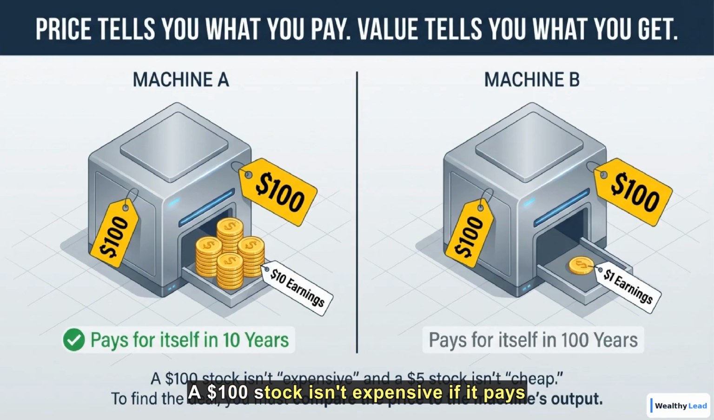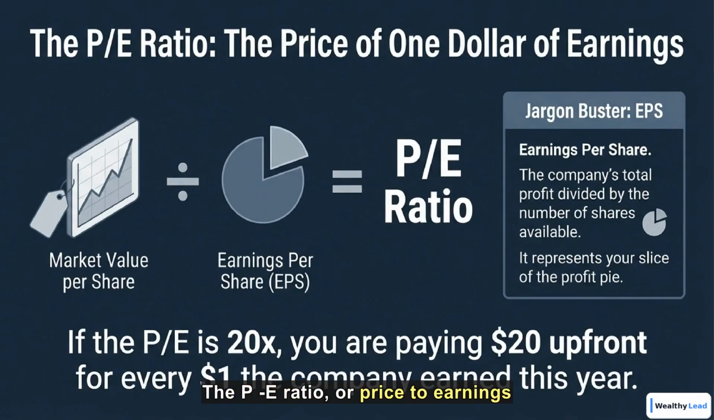A $100 stock isn't expensive if it pays for itself in 10 years, compared to another that takes 100 years. You must compare the price to the earnings output. The PE ratio, or price to earnings ratio, is calculated by dividing market value per share by earnings per share, or EPS. If the PE is 20x, you are paying $20 upfront for every $1 the company earned this year.